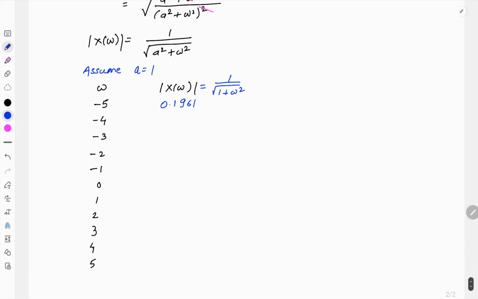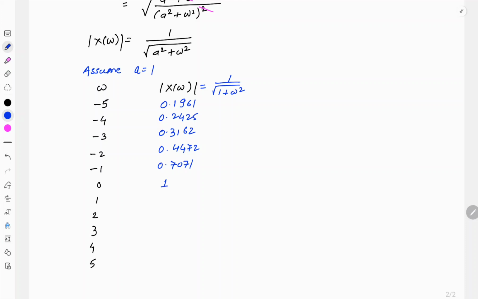Similarly, at -4 we get value as 0.2425. At -3 we get value as 0.3162. At -2 we get value as 0.4472. At -1 we get value as 0.7071. At 0 we get value as 1.